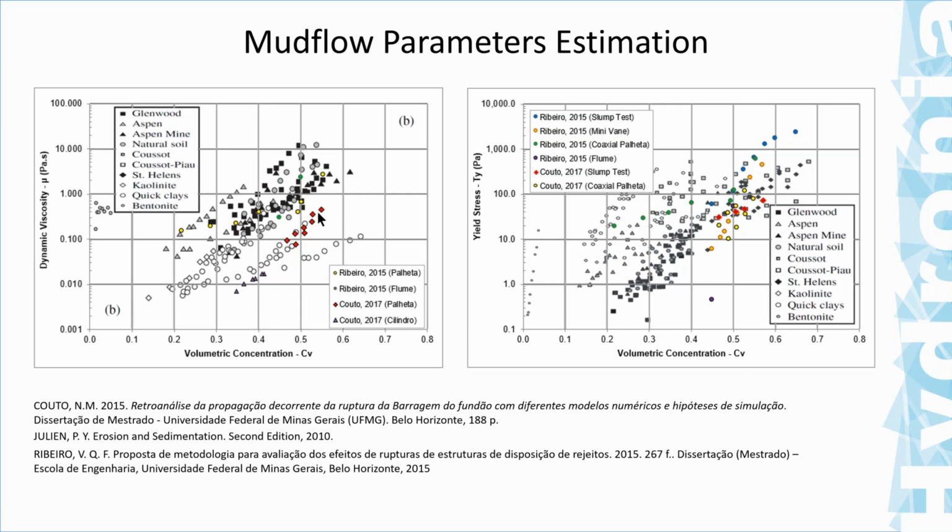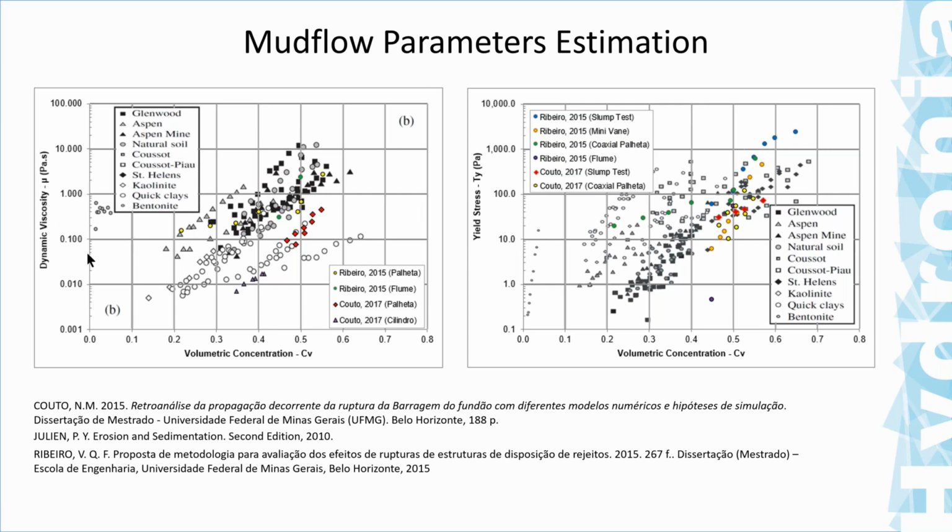And the dotted colored dots are the most recent ones. The others that appear in black are older. But I want to point out here the wide range of values that you can get here. For instance, for the higher volume concentration values, you can get yield stress in excess of 1,000 pascals, which is very, very high.